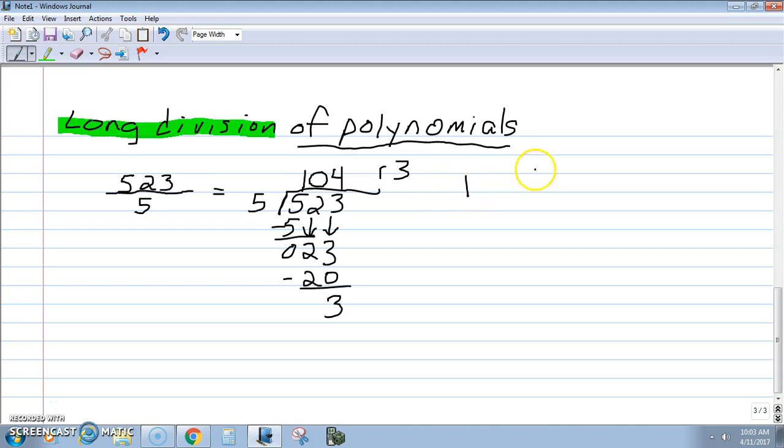So what we have is 104, and we don't have a whole fifth. What we have to add to this is 3 fifths. So 104 plus 3 fifths, and 3 fifths is the same as 0.6. That's equal to 104.6. So it's the same thing that would have happened if we had kept dividing with a decimal. This is going to come in really handy with our polynomials, okay?